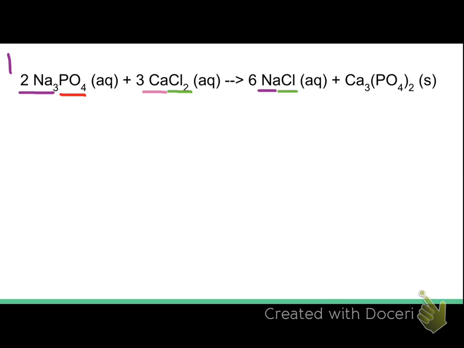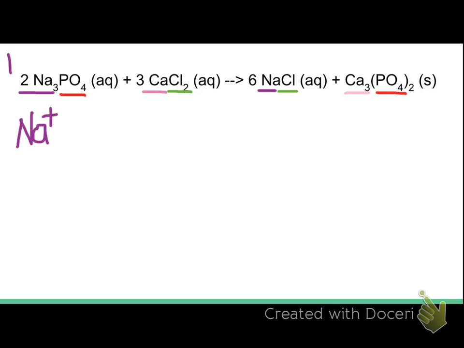Chlorine is an ion again. Calcium and phosphate. So those are all of our ions. Now let's write them out. So sodium we know is Na+.